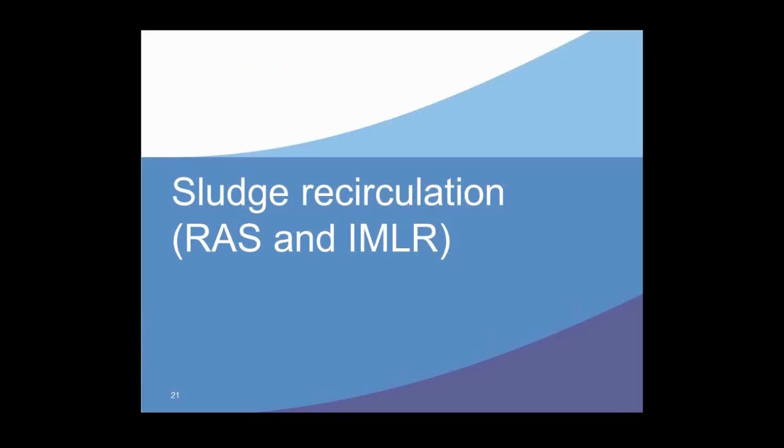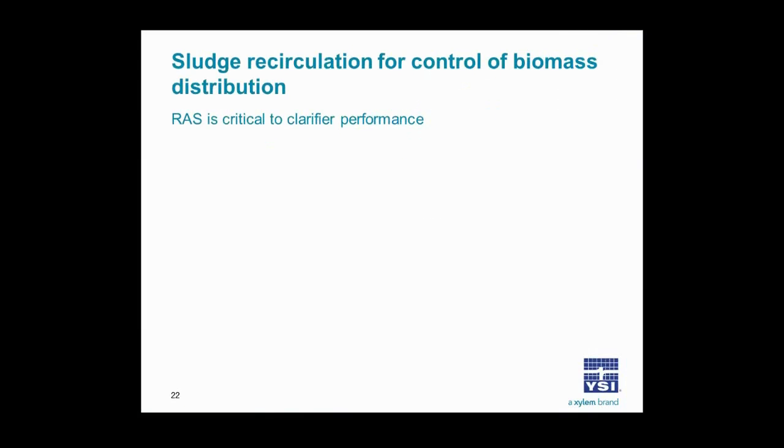Okay, we're up to 3 of 3, and that is sludge recirculation. So one reason for sludge recirculation is to control biomass distribution, and RAS flow is critical to clarifier performance. There are a couple of methods that are implemented. One of them is constant flow method, and in this method you set the RAS flow rate manually. It's basically open loop control, and only changes when you go to make the change.